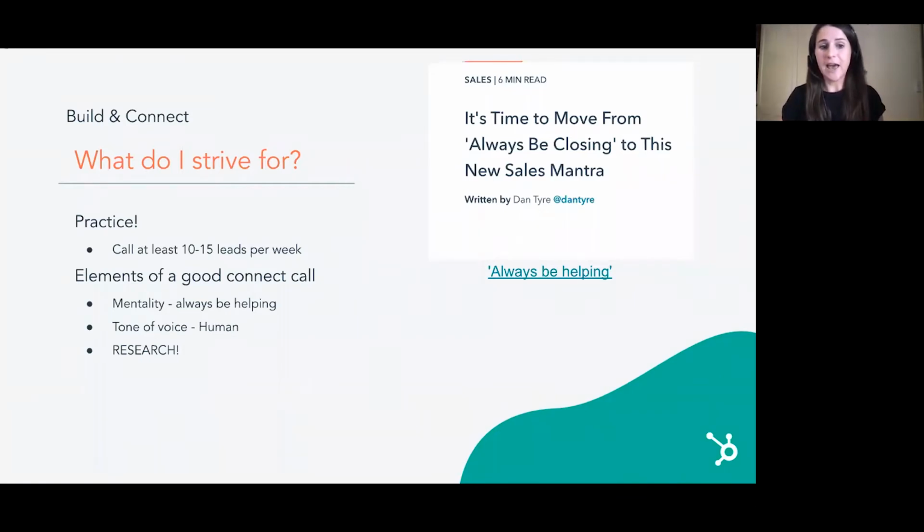Tone of voice: be human and helpful. And research, which I'll go into next. It's important to be doing research throughout the sales process, especially when you move into that more exploratory phase, gathering more detailed information about the company and their needs. But even before you make that first call, you don't want to be going in completely blind. You want to be doing your research on that company.